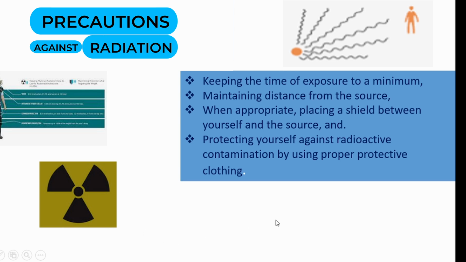We are not saying run away from radiation. Radiation is here. It has its own merits and its own demerits. It has saved many lives in as much as it has caused harm to many lives as well. So we have to learn to live in symbiosis, or in harmony, with radiation. So what do you do to protect yourself and the patient against radiation?